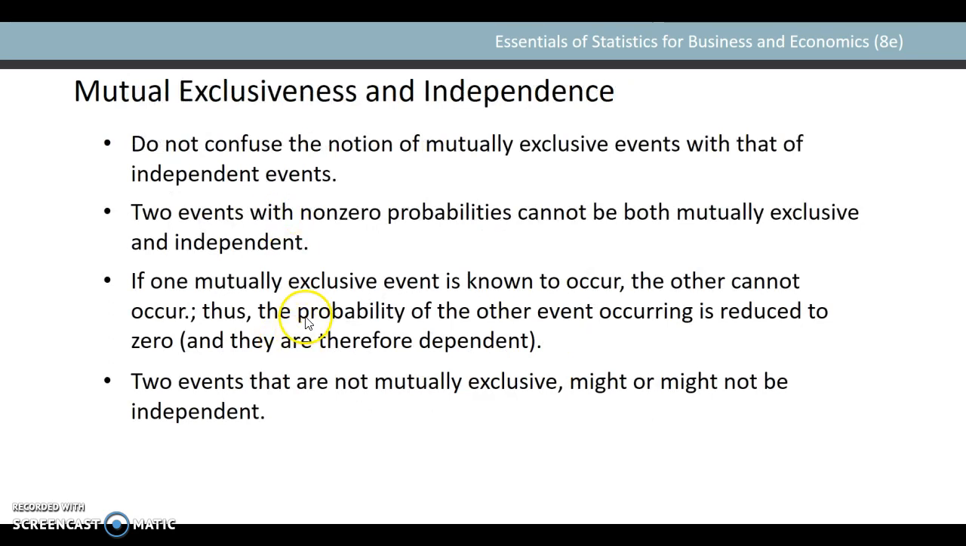We're going to skip through some of this. Mutual exclusiveness and independence. Do not confuse those two. Two events with non-zero probabilities cannot be both mutually exclusive and independent. If one mutually exclusive event is known to occur, the other cannot occur. Thus, the probability of the other event occurring is reduced to 0, and they are therefore dependent.